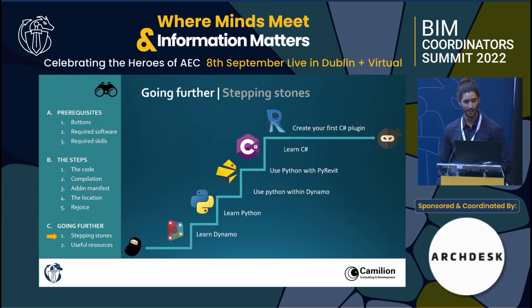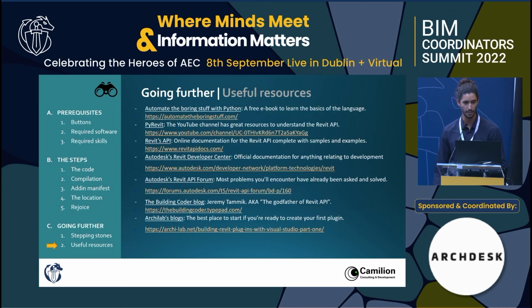Right, and just to finish, I want to give you a couple of stepping stones, which have been my personal experience. So first, I would encourage you to learn Dynamo, which is a great way to understand how automation works. Once you're comfortable with it, you start going into Python. So you can do it directly inside of Dynamo. You have the Python node, and then you can jump into PyRevit, and then you can jump into C#, and then you create your plugins in C#.